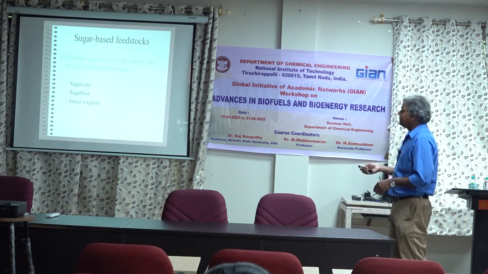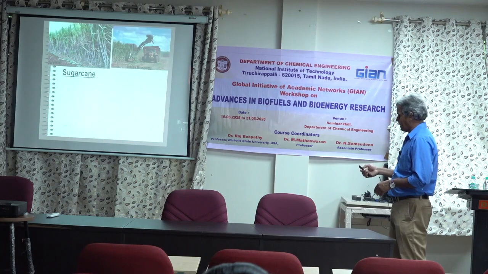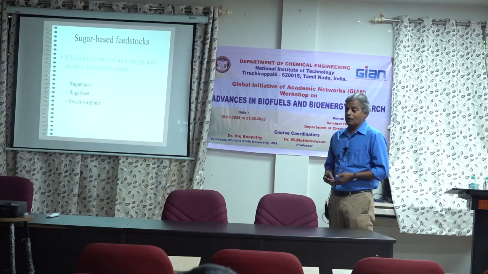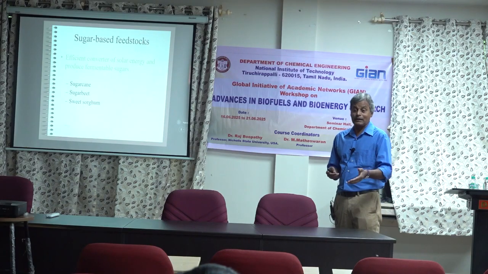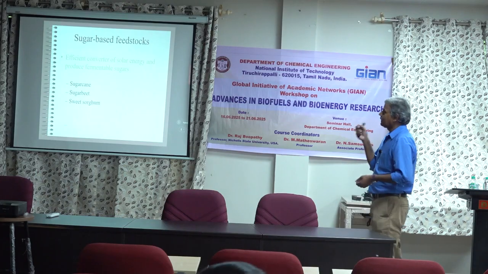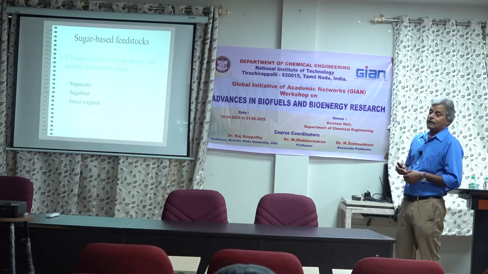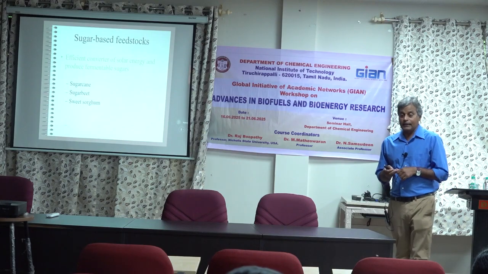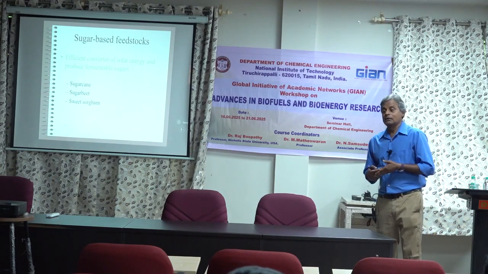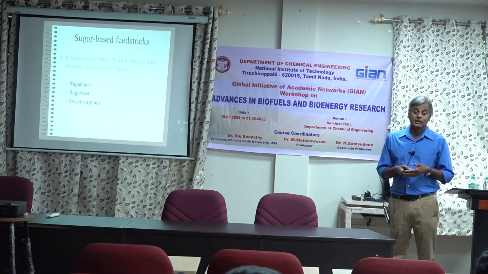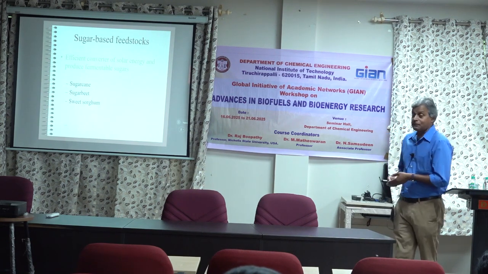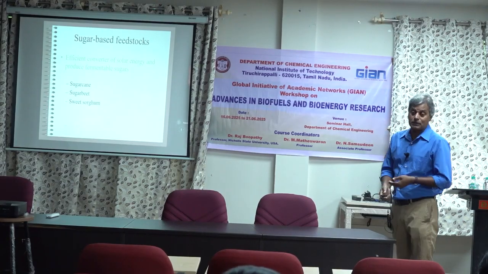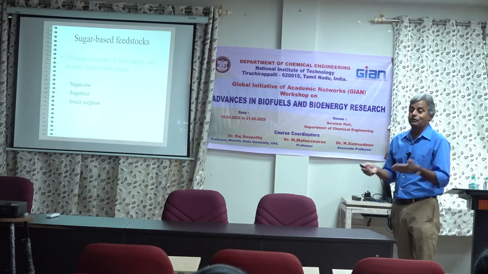So let's look at some sugar-based feedstock. The major ones are sugarcane, sugar beet, and sweet sorghum. Those are the ones that produce a lot of sugar directly from the crop, and these are called sugar-based feedstock. These are efficient converters of solar energy. They harvest sunlight and convert it to carbohydrate in the form of sugar. In sugarcane, it is sucrose, okay, 90% is sucrose. So these three feedstocks are called sugar-based feedstock. They're widely produced all over the world.